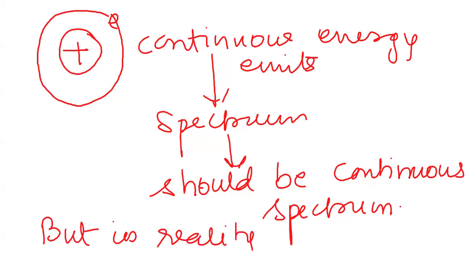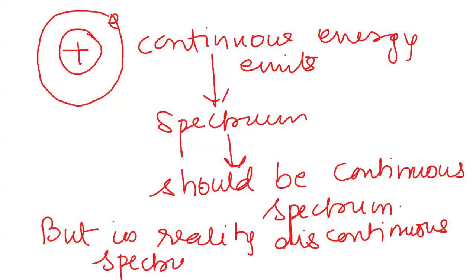But in reality, this continuous spectrum did not occur. So therefore, this model was 100% not accepted. For accepting, you have to prove. See, science needs proving. If you can prove, tell me. If you cannot prove, get lost. Okay. So this was it.